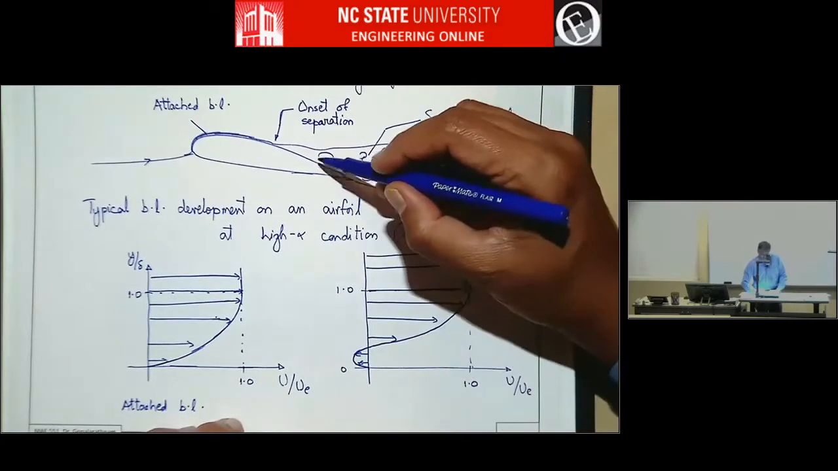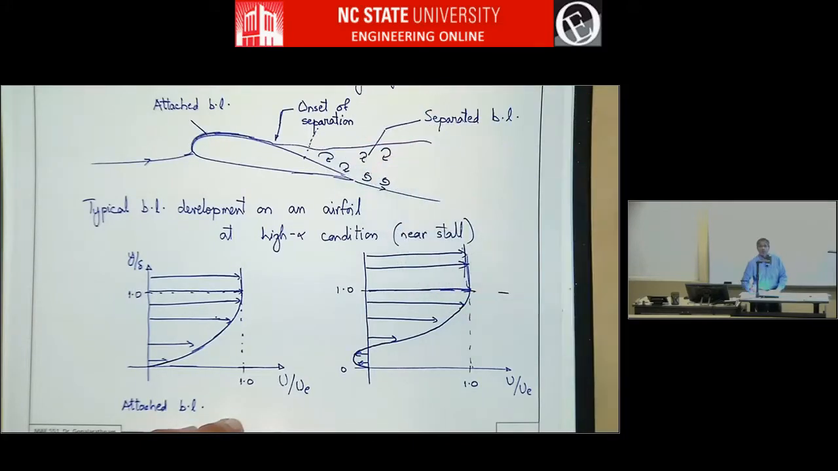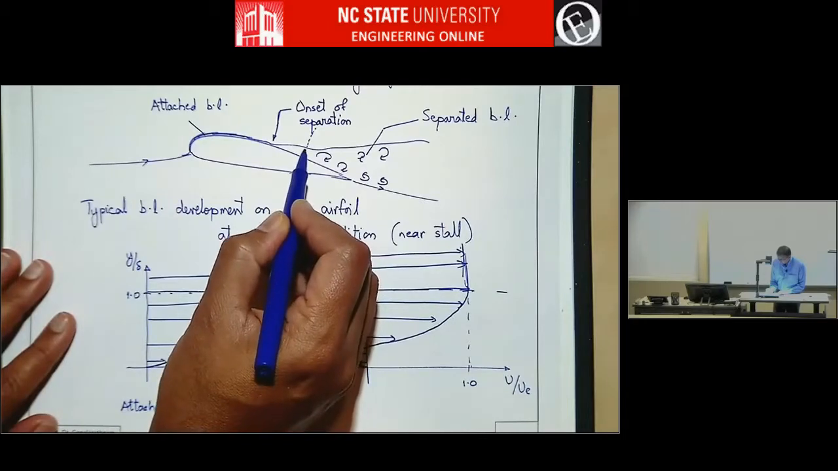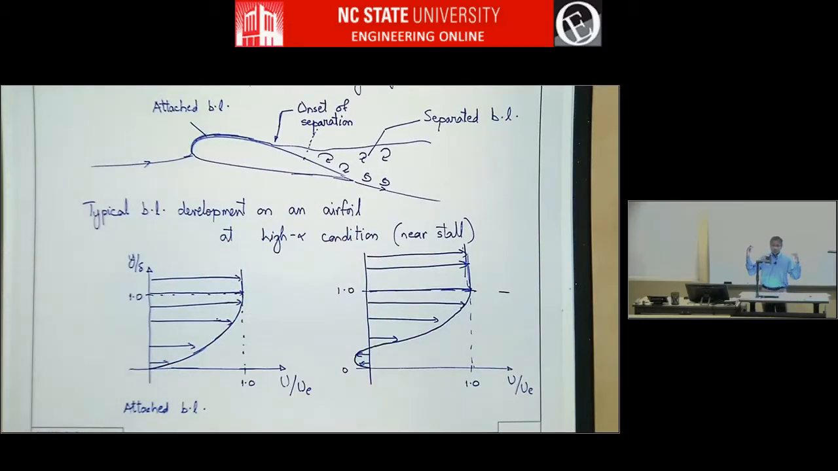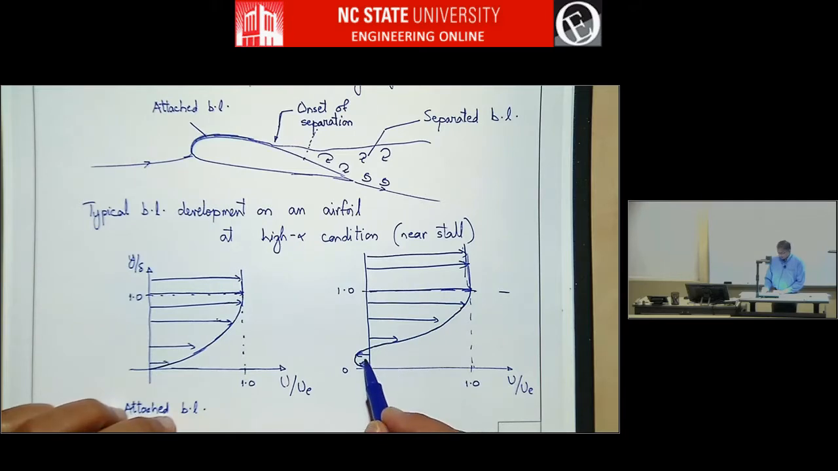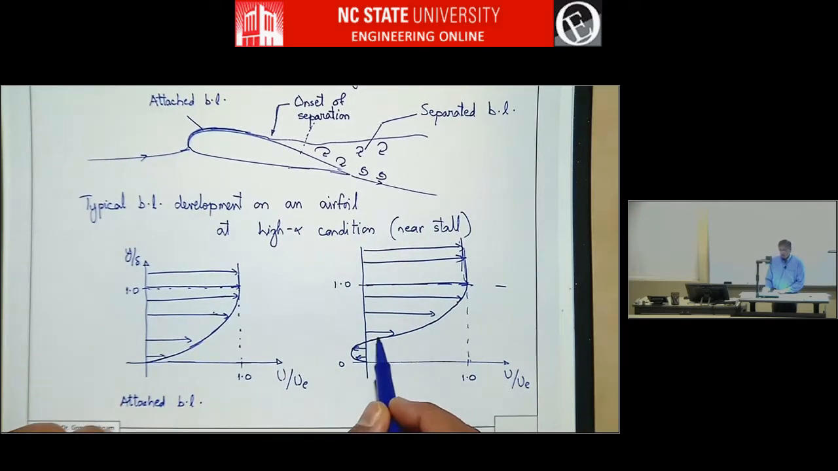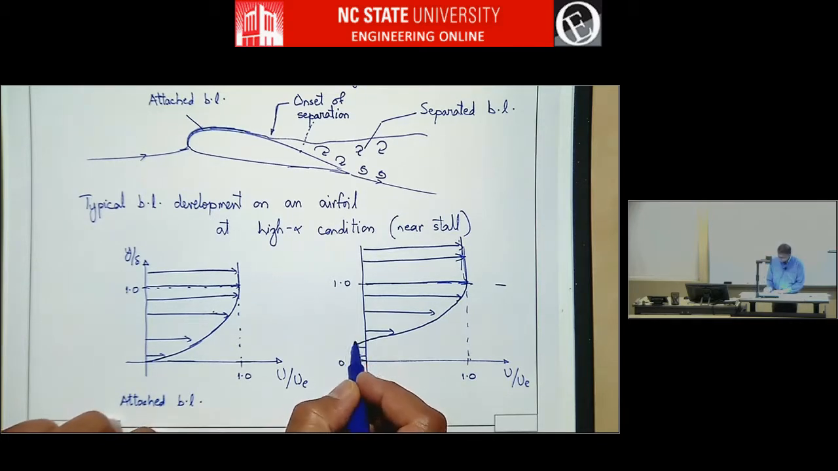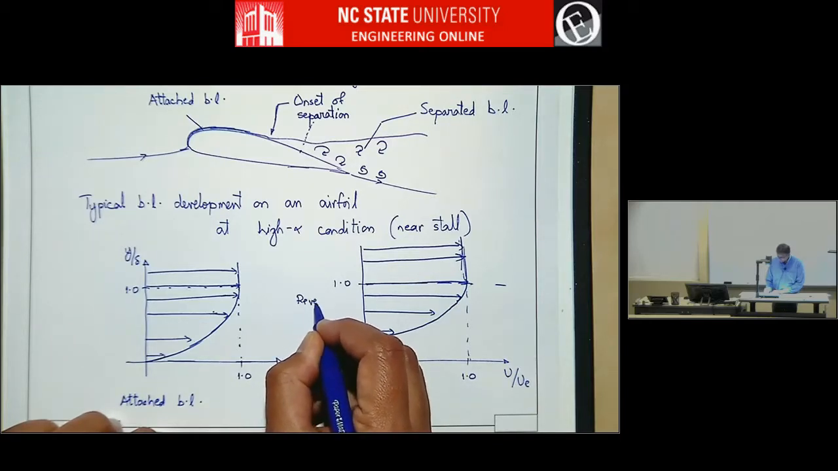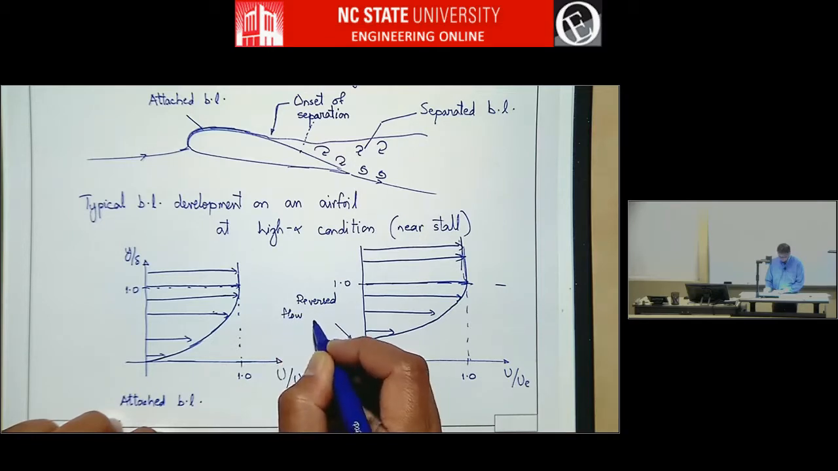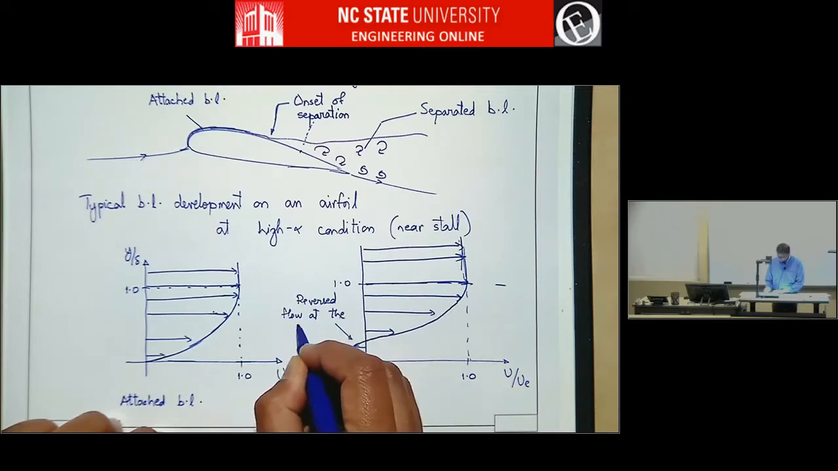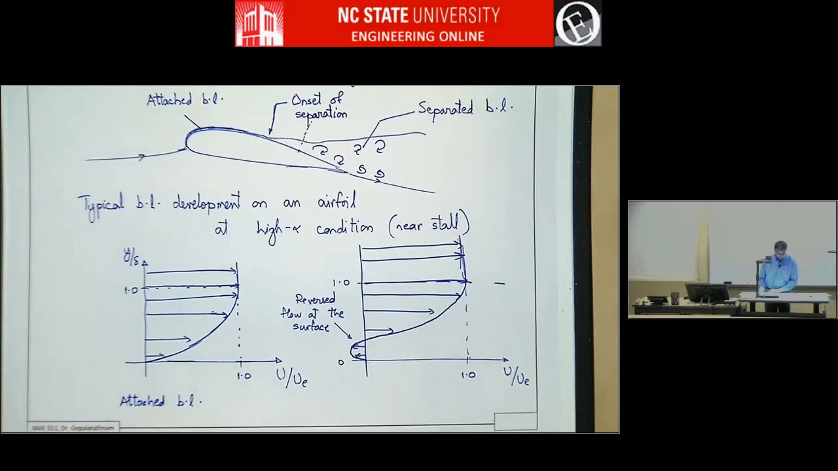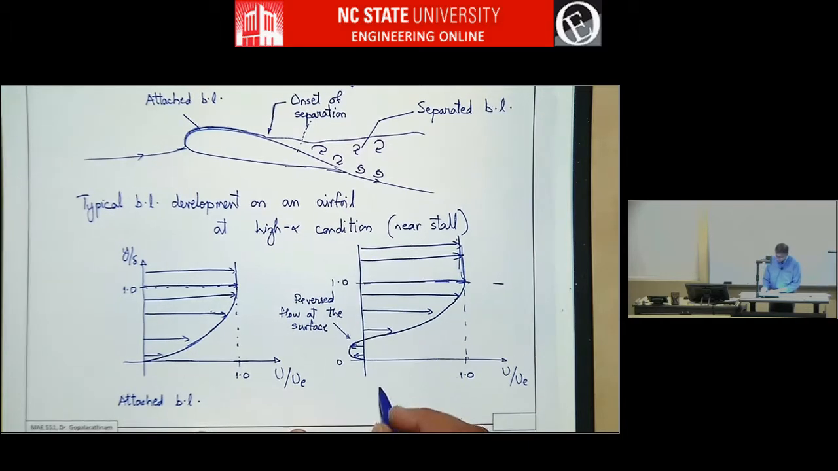So this is what happens if you go in the normal direction from here. Inside a portion of this boundary layer, the flow will be opposite to the outer flow direction. Then the plot turns around and has positive velocity in the direction tangential to the surface. So this is reversed flow at the surface, and this is the separated boundary layer velocity profile.